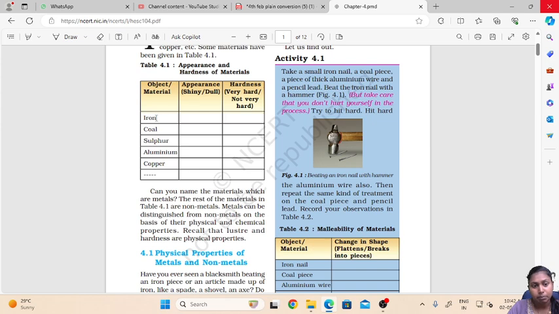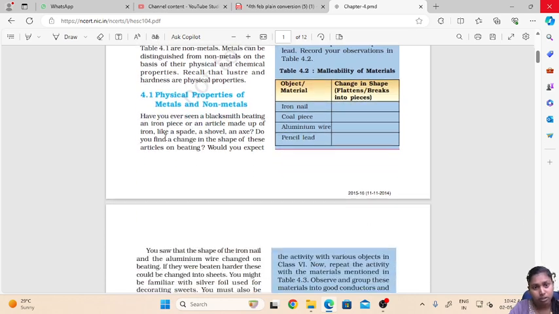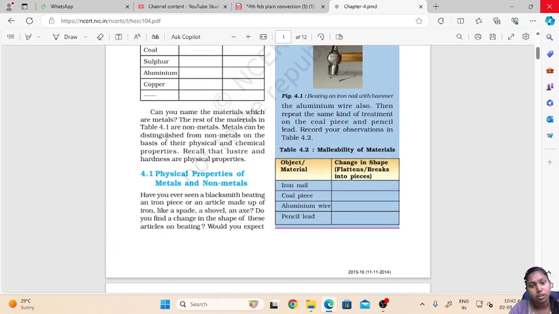Here some examples are given: iron, coal, sulfur, aluminium, copper. Among these, which are the metals and which are the non-metals? How will you distinguish between them? Aluminium and copper are metals. Coal and sulfur are non-metals. So how do I distinguish between them? There are a few properties, and on the basis of these properties, we can distinguish metals and non-metals.